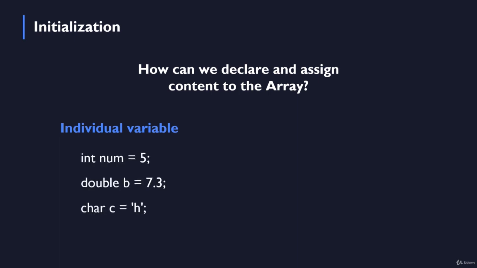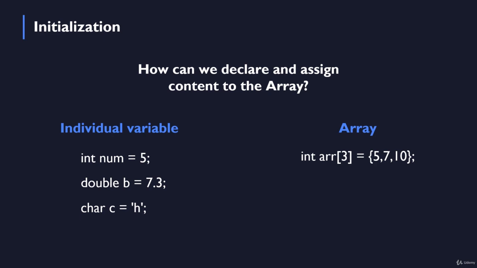So for example, we used int num equals 5, double b equals 7.3, and char c equals the lowercase h. So it's very similar to how we declared these variables, but now we also use some assignment in the declaration line, and we initialize some value for each of these variables. And to initialize an array, we can simply use curly brackets right after the assignment to specify the values that each element of the array will have.